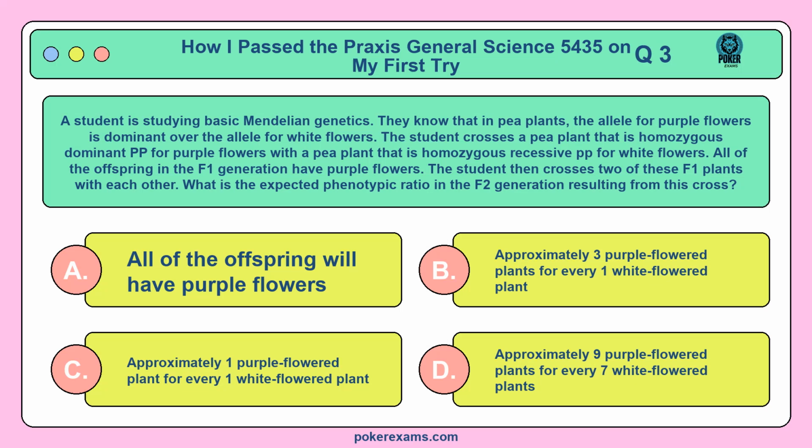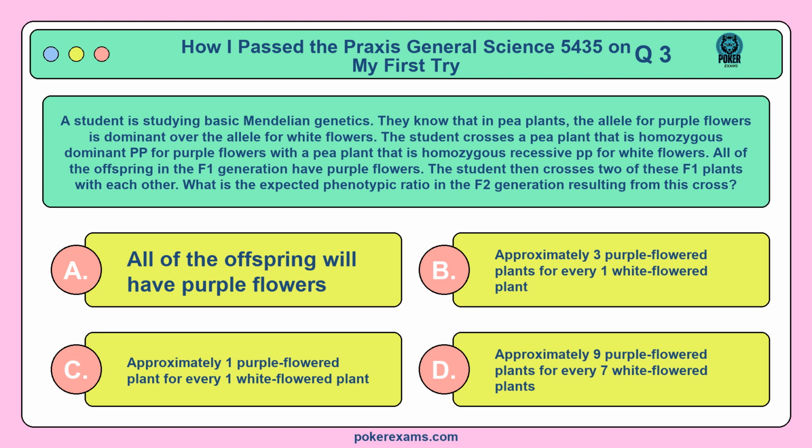Question 3. A student is studying basic Mendelian genetics. They know that in pea plants, the allele for purple flowers is dominant over the allele for white flowers. The student crosses a pea plant that is homozygous dominant PP for purple flowers with a pea plant that is homozygous recessive pp for white flowers.